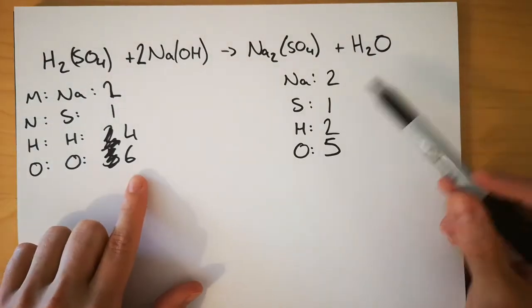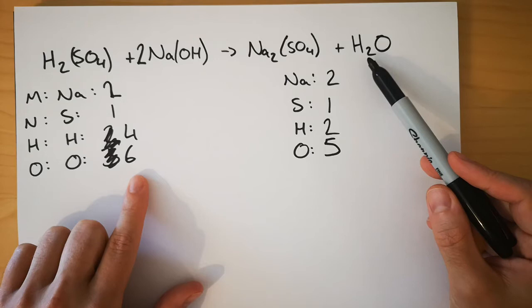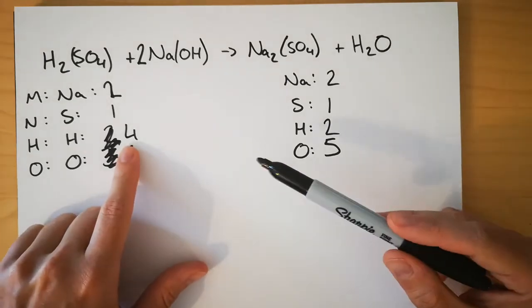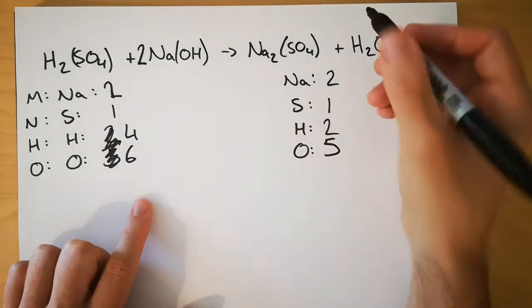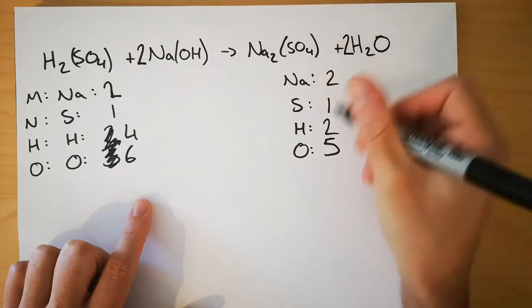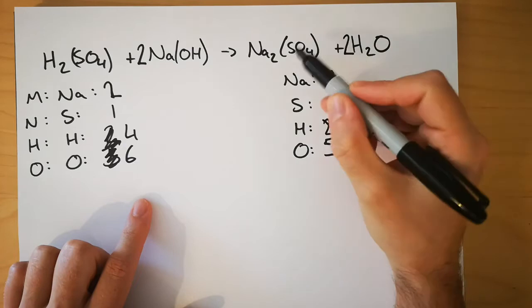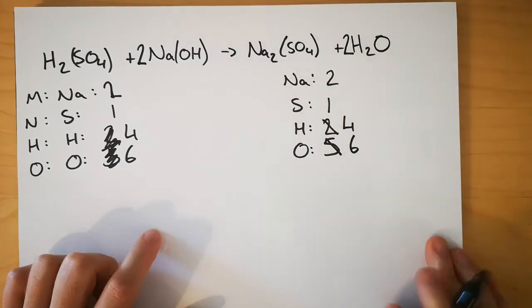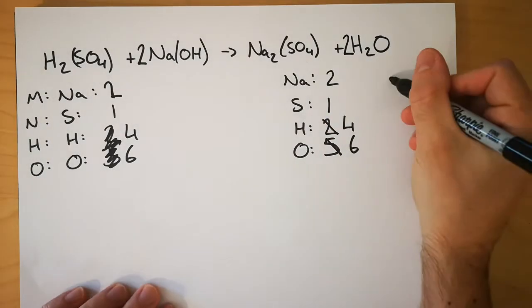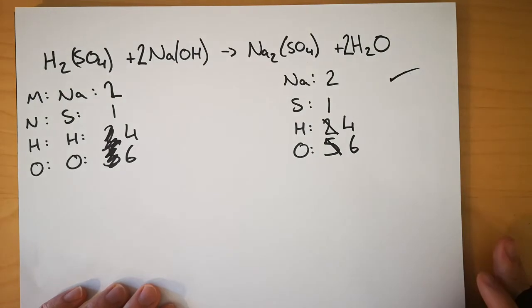Hydrogen, now I've got a 2 here and a 4 here. So what I can do is put a 2 there. That's going to take that up to a 4. Then we're going to have 2 plus 4, which is 6. Now it's balanced. And that's how you would balance that question.